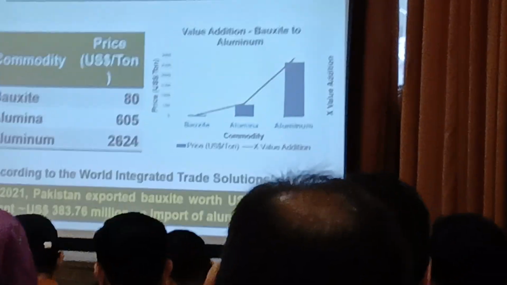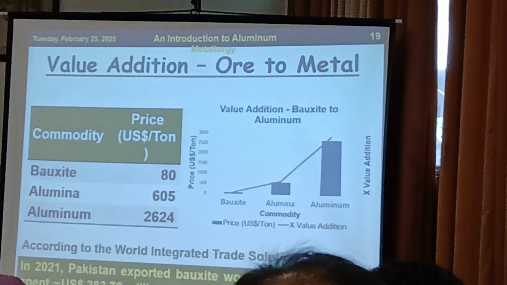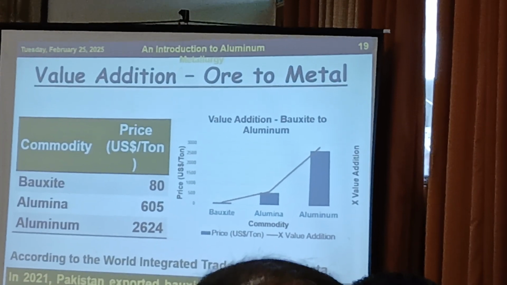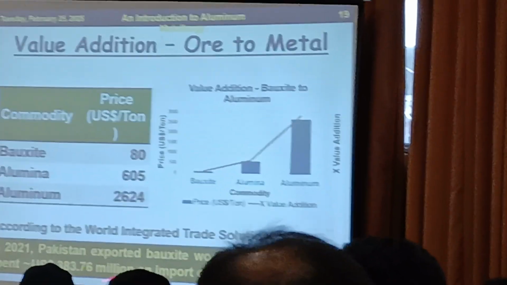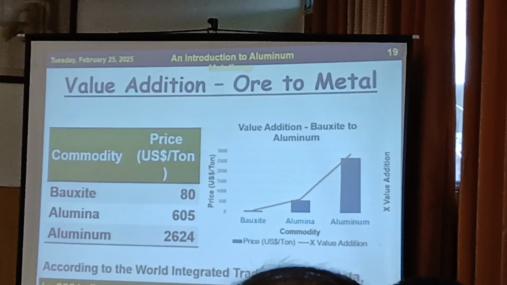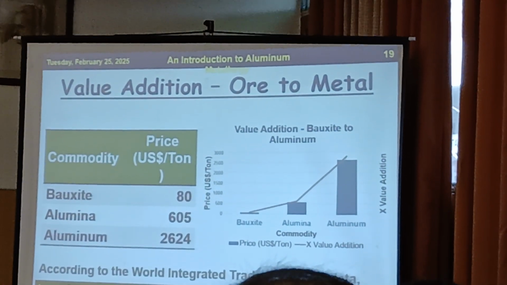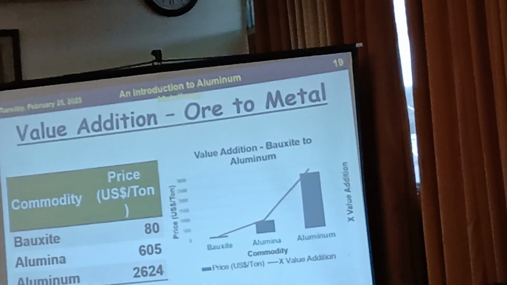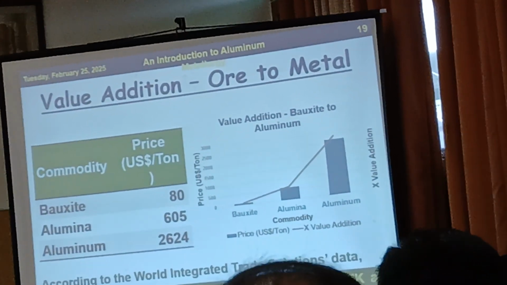Something very strange: Pakistan spent $448,000 to export the bauxite, and then spent $383 million for the import of aluminum. So if they have developed the Bayer process in-house, they could have already converted it to aluminum themselves. But unfortunately, there is no such thing happening in Pakistan for many reasons.